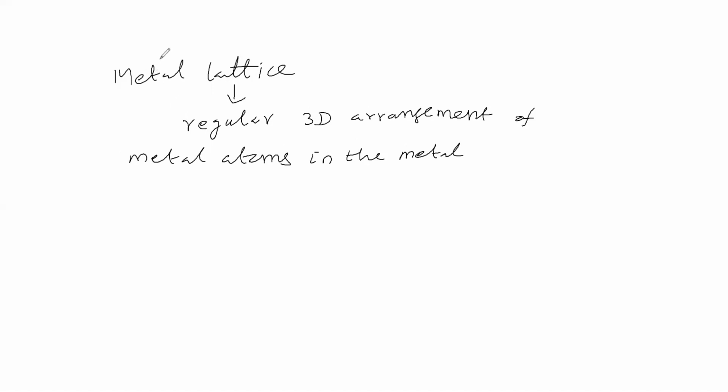In this metal many atoms are there. These atoms are arranged in a proper order in all three directions. That arrangement is called a lattice. So lattice is about a regular arrangement of atoms present in the metal. Now we got an idea of what lattice means. This metal lattice contains many metal atoms.